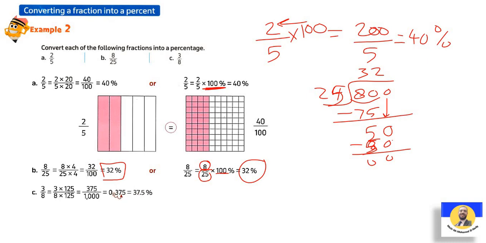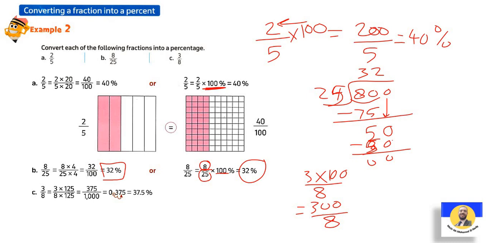Letter C is 3 over 8. Can we change it into percent? Someone says if I multiply 8 by 125 up and down, it will be 1000. So 375 over 1000 means 0.375. Then I will multiply by 100. Or another one can say, I could have said 3 times 100 divided by 8, so it will be 300 over 8.